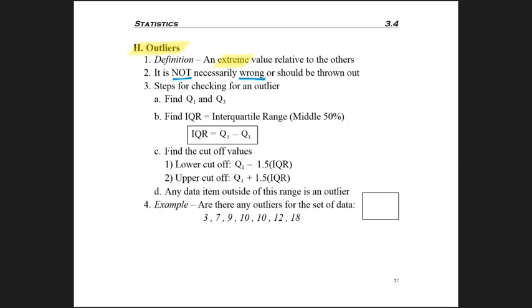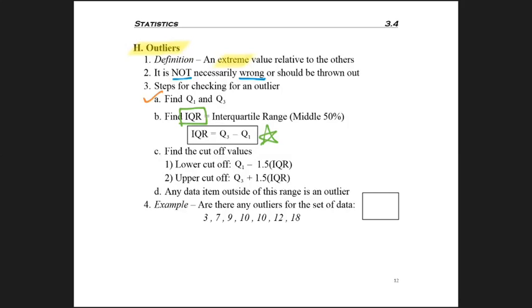So the way that we find the outliers is first we want to find Q1 and Q3. We don't need the median. We use Q1 and Q3 to find what's called the IQR, the interquartile range. It's basically the middle 50% of the numbers, and I went ahead and wrote it out as a formula. Now, based on this, we can decide if something is an outlier based on whether it's below the lower cutoff or above the upper cutoff.